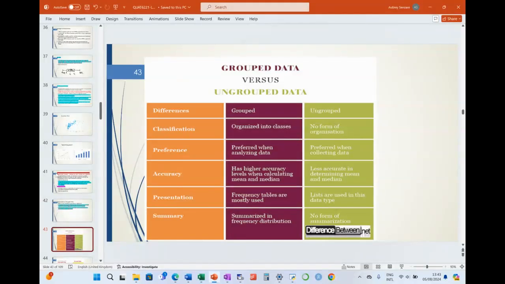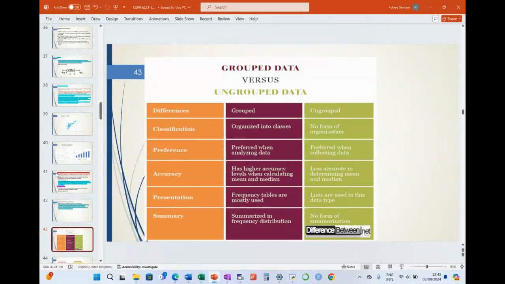So differences, okay? Grouped is organized in classes, which we've already picked up. There is no form of organization under the ungrouped. Preference: grouped is preferred when analyzing data, because we want to see patterns and trends. So for us to conduct that analysis, we would prefer it grouped, all right?